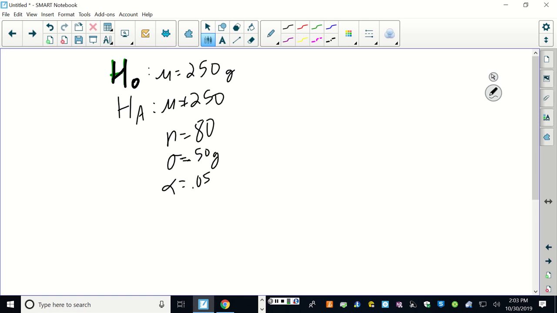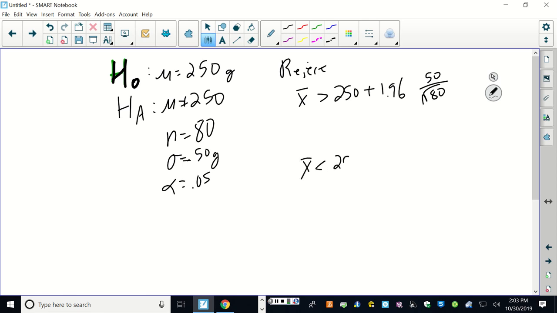So what do we have to do to calculate power in the new reality? Instead of using the square root of 20, we use the square root of 80, that's sample size, right? We get new rejection points, so we can't start right at the end, we have to go back to the beginning and find out where we reject. So we reject if x bar is greater than 250 plus 1.96 times 50 over the square root of 80, or x bar is less than 250 minus 1.96 times 50 over the square root of 80.